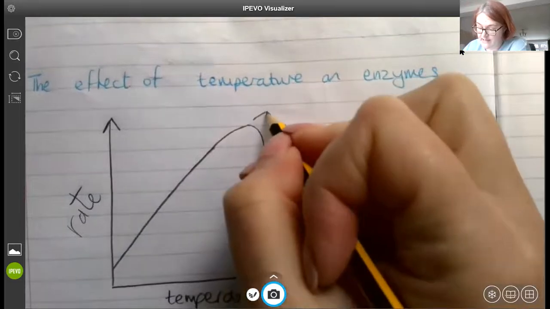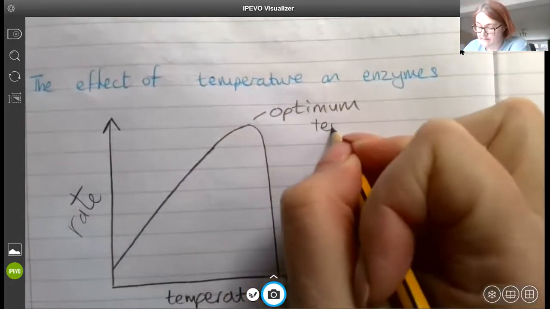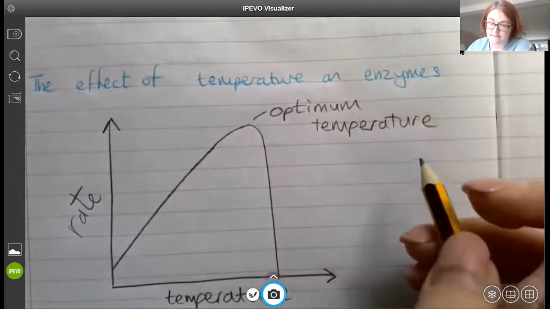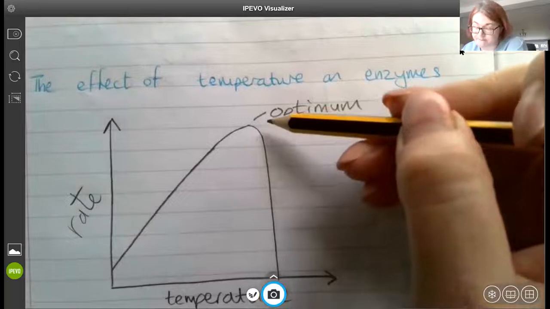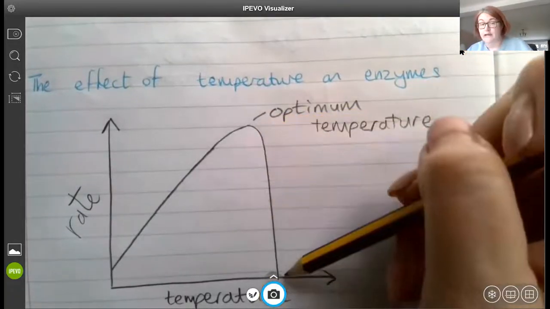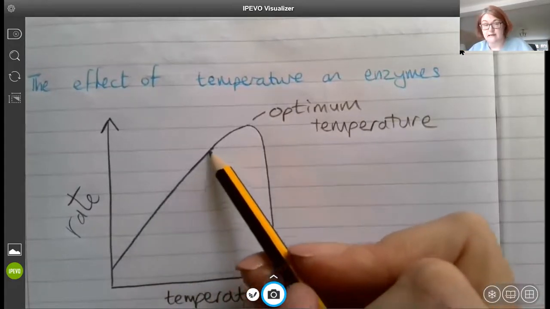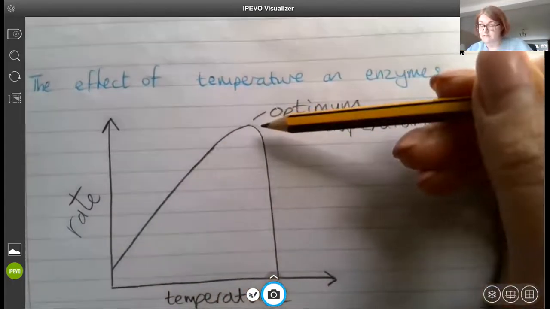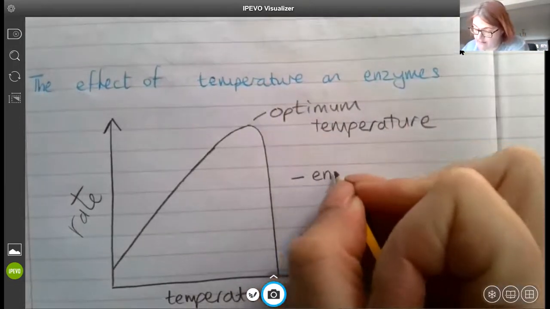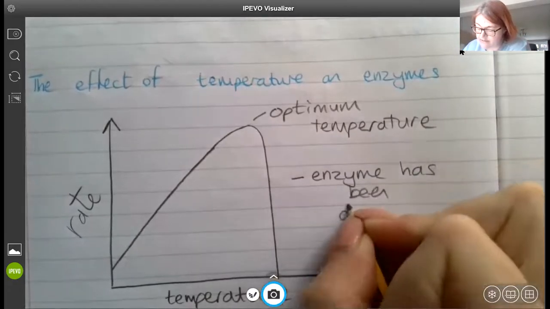So this temperature here, we could call that the optimum temperature. That's the best temperature for this enzyme to take place. And then after that temperature, something happens that causes the enzymes to stop working. So they've been getting faster and faster. The rate's increasing as the temperature increases until it reaches this point. And what we would say, after this optimum temperature, the enzyme has been denatured.